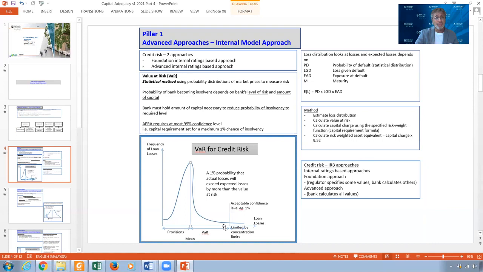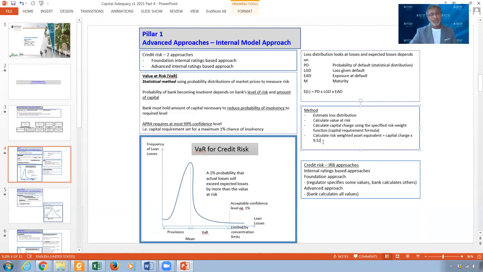So in this case, you have to estimate the loss, what we call the loss distribution, which means you have to calculate how much the losses are, and you have to have this distribution for all the losses. And then you have to calculate the VAR. After you calculate the VAR, you transfer this VAR into the capital charge. You multiply it by 9.52, and you get the risk-weighted assets.